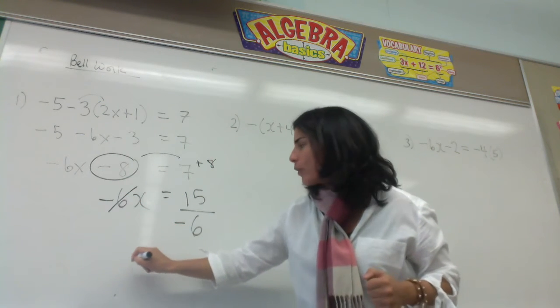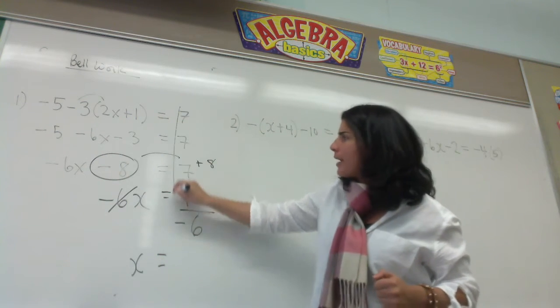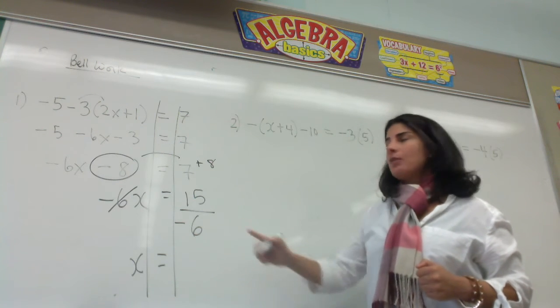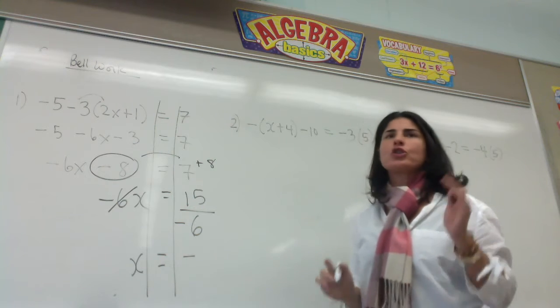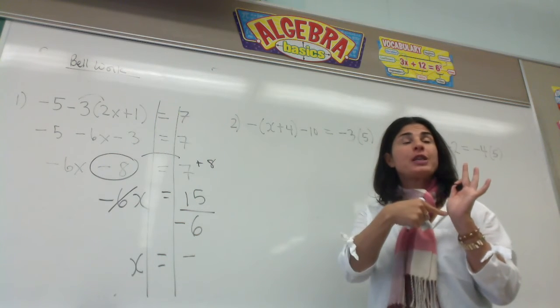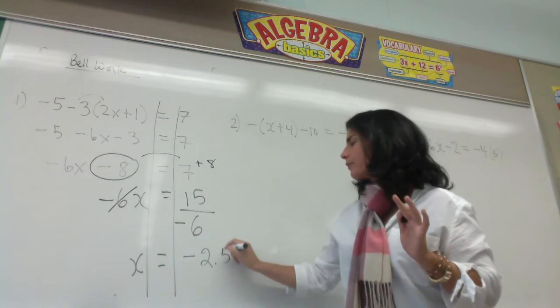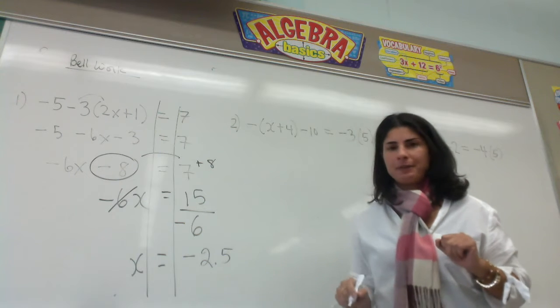We are finally where we want to be at x is equal to, and remember I want my equal signs to look like this. 15 divided by negative 6 is going to be a negative answer. So you could use your calculator to do 15 divided by 6. 2.5. So final answer, negative 2.5.